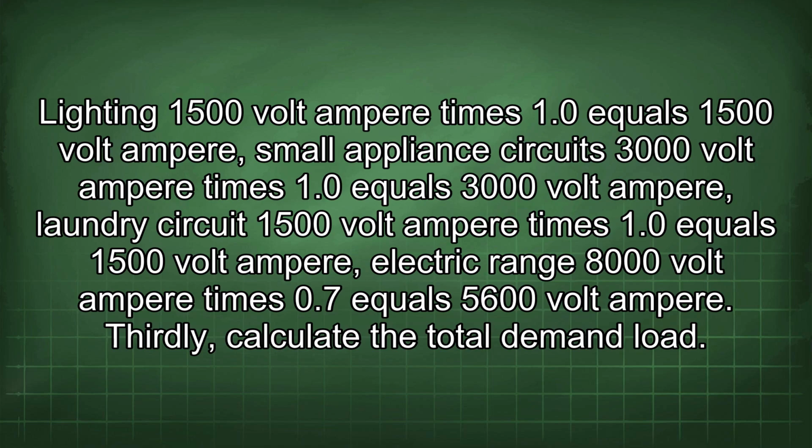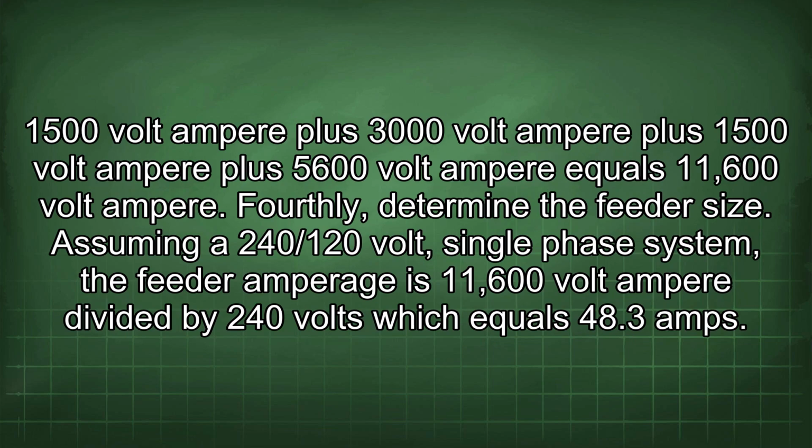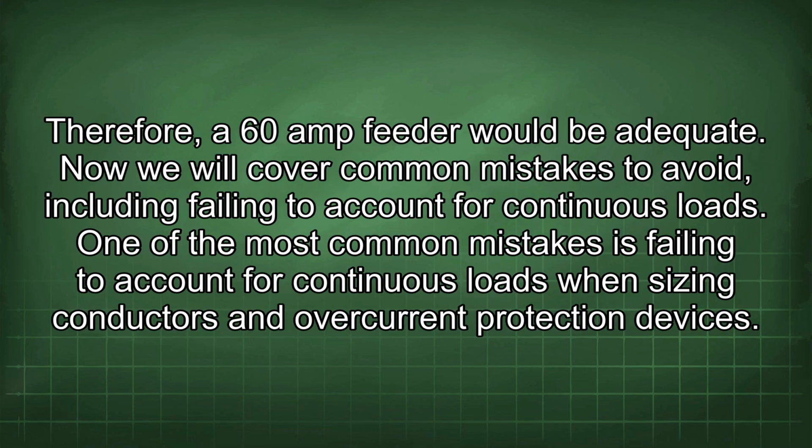Thirdly, calculate the total demand load. 1500 volt ampere plus 3000 volt ampere plus 1500 volt ampere plus 5600 volt ampere equals 11,600 volt ampere. Fourthly, determine the feeder size. Assuming a 240/120 volt single-phase system, the feeder amperage is 11,600 volt ampere divided by 240 volts, which equals 48.3 amps. Therefore, a 60 amp feeder would be adequate.